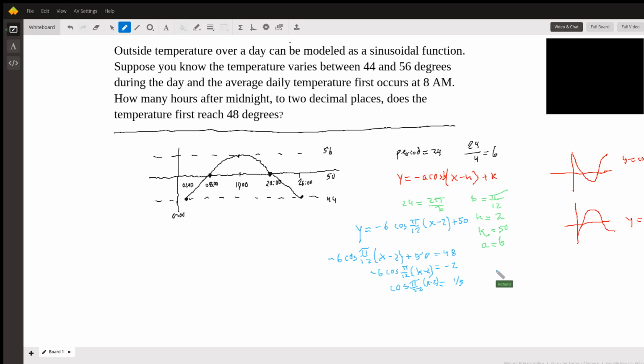Okay, so then if you're using a graphing calculator, y1 would be this cosine. We could have done it anywhere along here, but y1 is cosine of pi over 12 times x minus 2. And you're going to need extra brackets on the calculator. And then you just find the intersection. And so that's how you would finish it on the calculator.